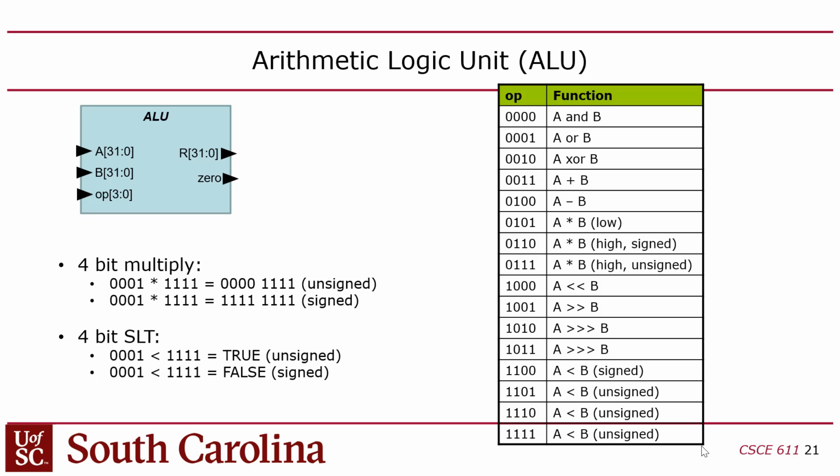2 to the 4th power. So some of them are redundant. For example, check this out. If you set the opcode to 1101 or to 1110 or to 1111, it does the same thing. It just checks if A is less than B in an unsigned comparison. Likewise here, if you do a 1010 or a 1011, it does a right arithmetic shift. So these 2 opcodes map to the same function, and these 3 map to the same function.